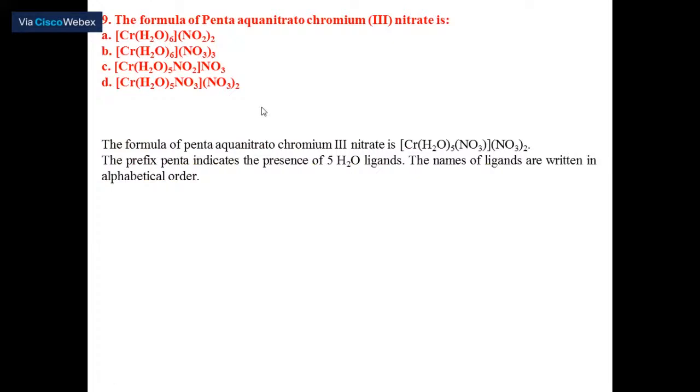The prefix penta indicates the presence of 5 H2O ligands. The names of the ligands are written in alphabetical order. Then the answer is D, that is pentaaqua nitrito. Here, for which group do we say nitrito? That is NO3. Here NO2 is nitro, a neutral ligand. So now the answer is D.